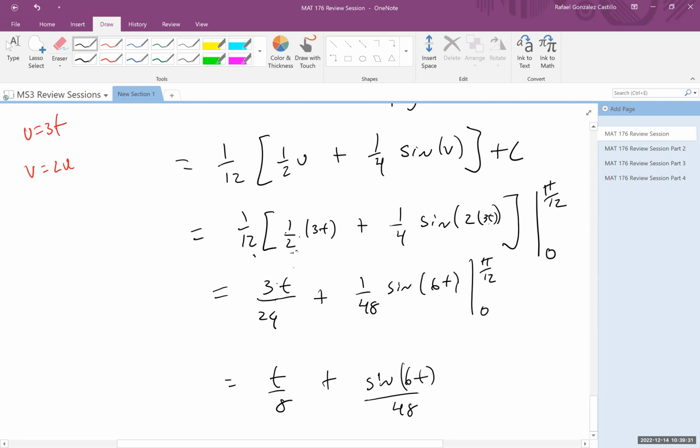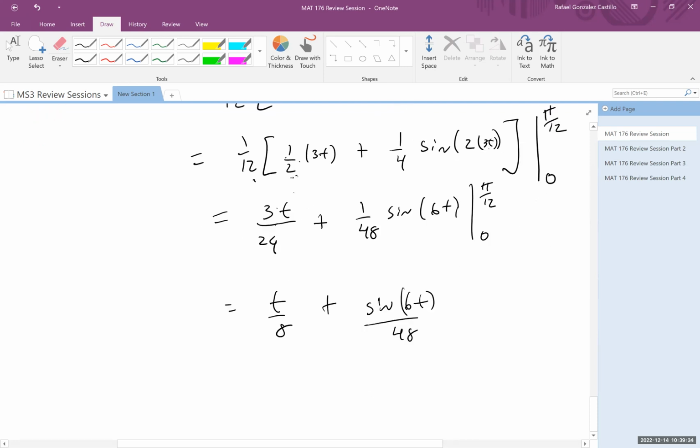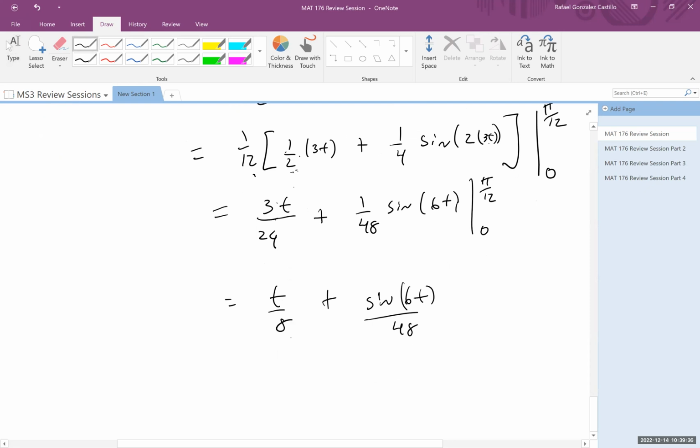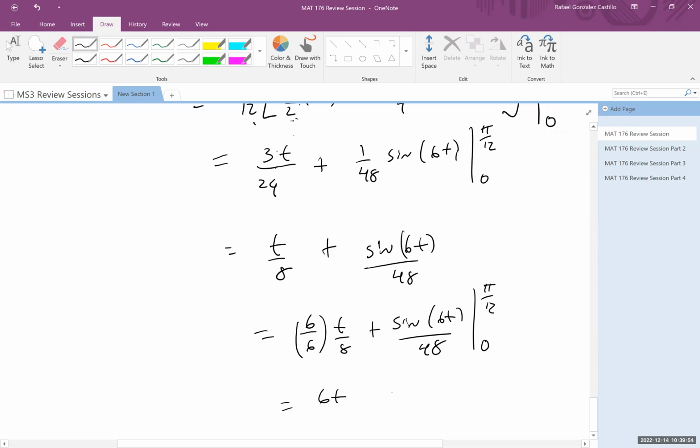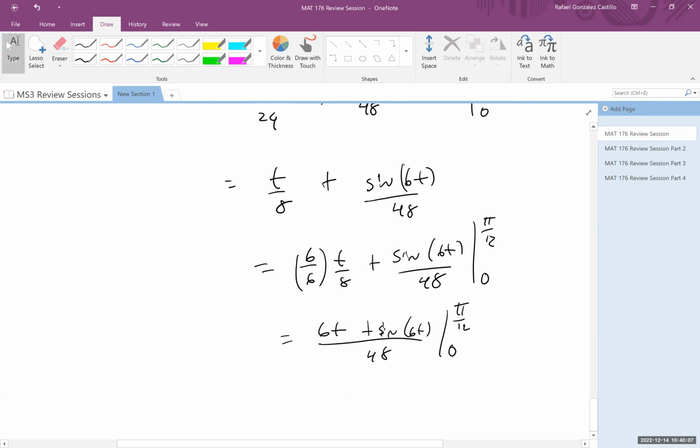You could combine the fractions here. You could write 8 as 48 by multiplying by 6. So you can multiply the left side by 6 over 6 and get 6t plus sine of 6t over 48. And you're going to evaluate that from 0 to pi over 12, which is the given. And that will be the last piece of the problem.